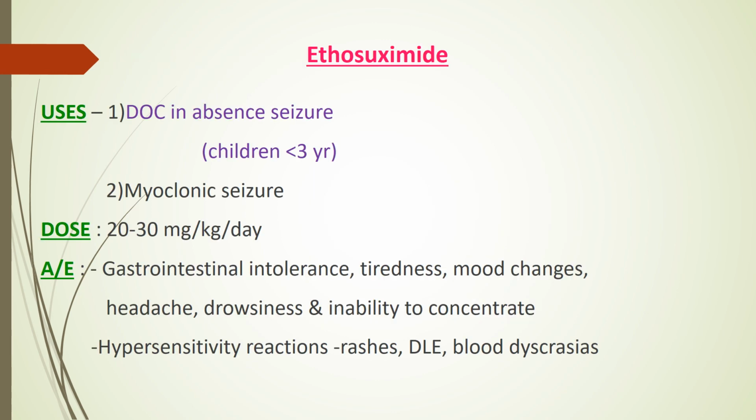Under this category, Ethosuximide is our first agent. It inhibits transient or T-type calcium current in the thalamic neuron. This agent is a drug of choice in absence seizure, mainly in children, and also can be useful in myoclonic seizures as well. The major adverse effects associated with its use include gastrointestinal intolerance, mood changes, tiredness, drowsiness, inability to concentrate, and some hypersensitivity reactions too, which include rashes, discoid lupus erythematosus, and blood dyscrasias.